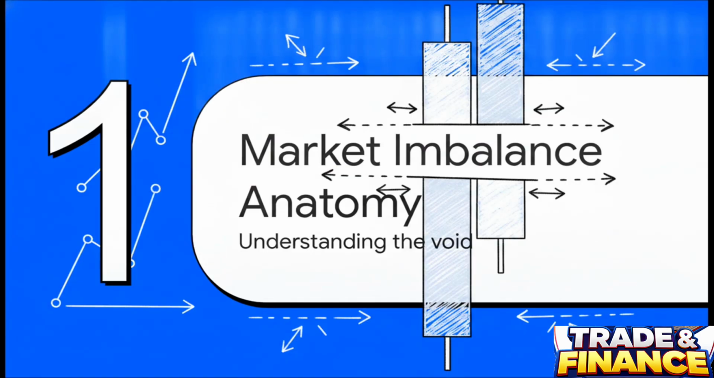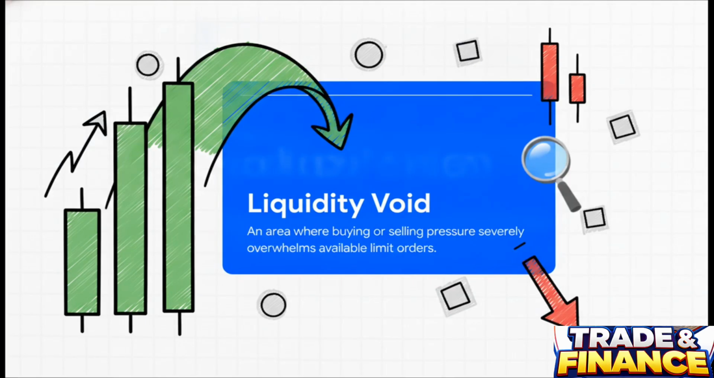All right, Section 1, Anatomy of Market Imbalance. To really grasp the gap, we've got to understand the environment that creates it in the first place, right? When we talk about an imbalance or a liquidity void, what we're really looking at is a broad zone of pricing inefficiency. This happens when there's a sudden, aggressive expansion in one direction, a major displacement. Price moves so violently that the buying or selling pressure just completely overwhelms any available limit orders. It becomes a one-way street.